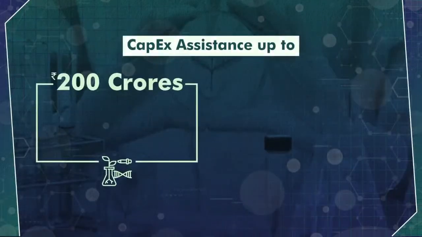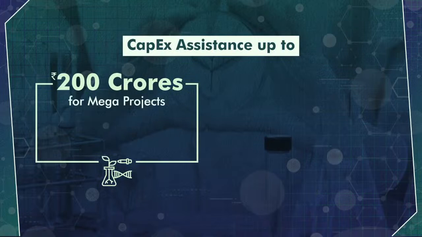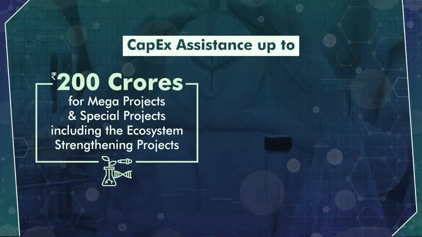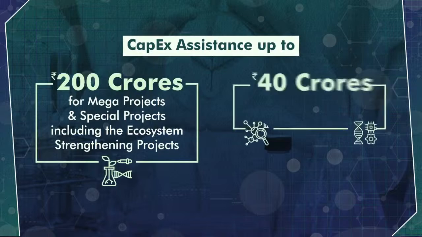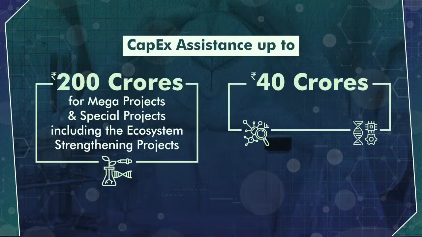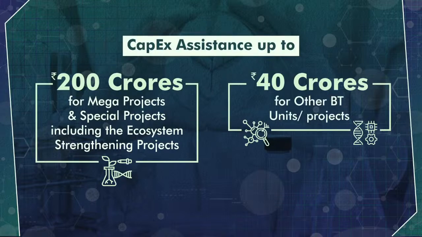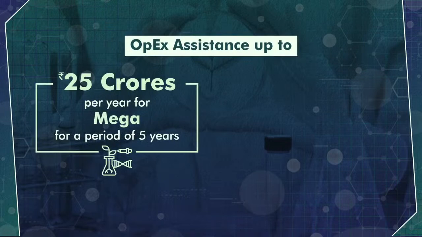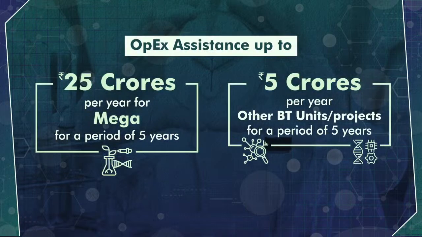CAPEX support up to 200 crore rupees shall be given to mega projects and special projects, including the ecosystem strengthening projects. And CAPEX support up to 40 crore rupees shall be given to rest BT units. OPEX support up to 25 crore rupees per year shall be given to mega projects and special projects, including ecosystem strengthening projects. And OPEX support up to 5 crore rupees per year shall be given to rest BT units.